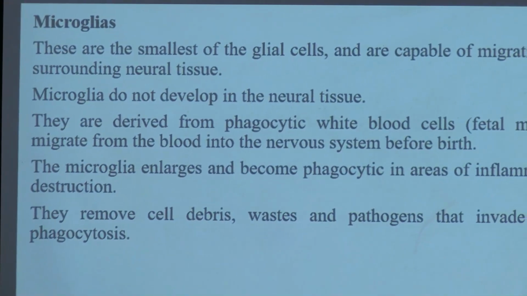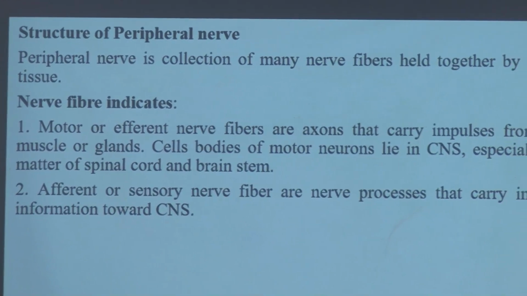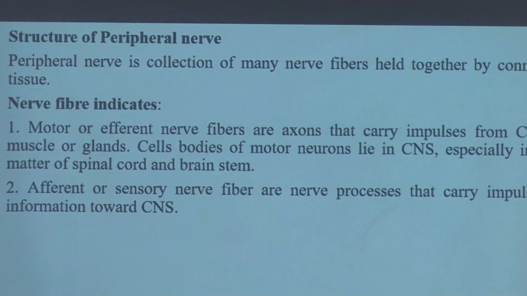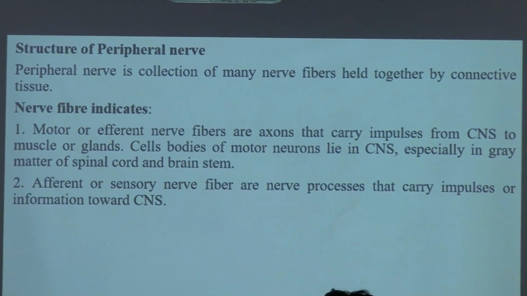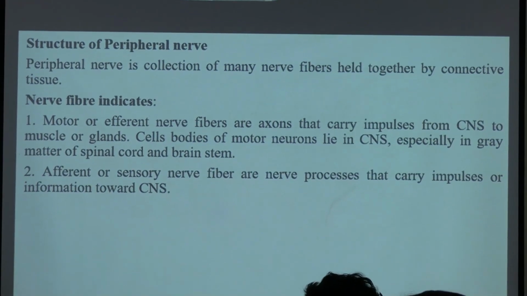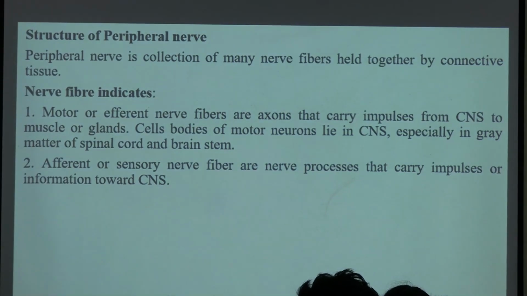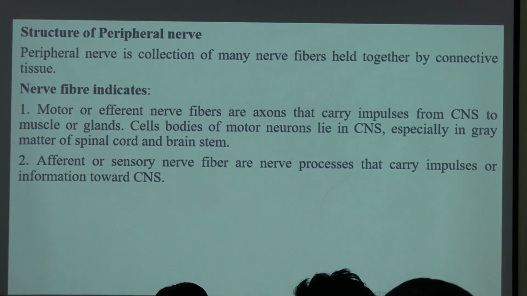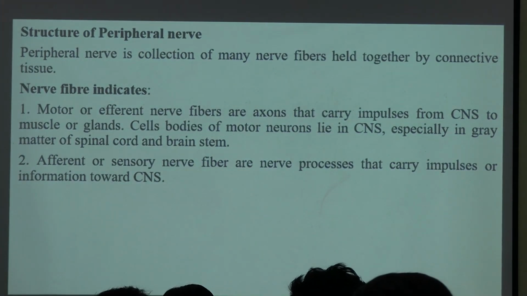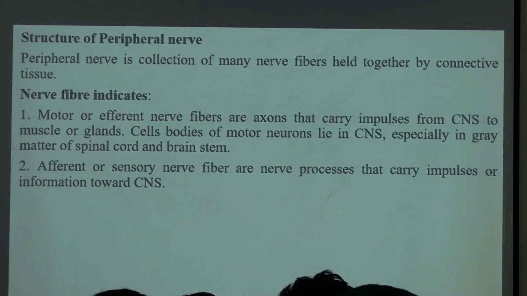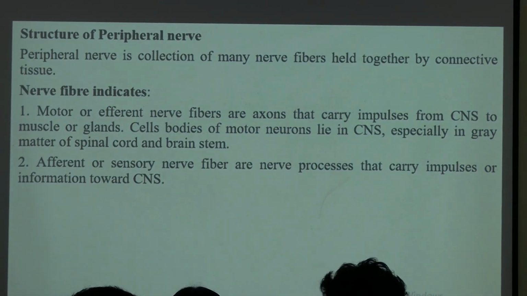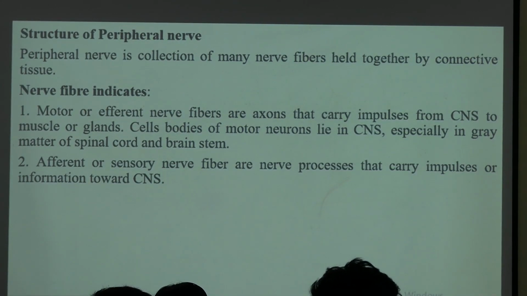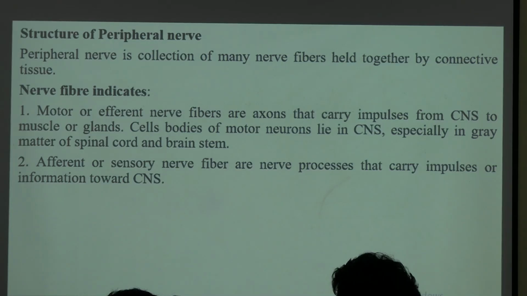Okay, so ependymal cells are also there, oligodendrocytes, microglia. These are the different types of neuroglial cells. Next is the structure of peripheral nerve. Now this is very important. Mostly in histology, if the question comes from nervous tissue, this is one of the important topics from where the question used to come. Structure of peripheral nerve.